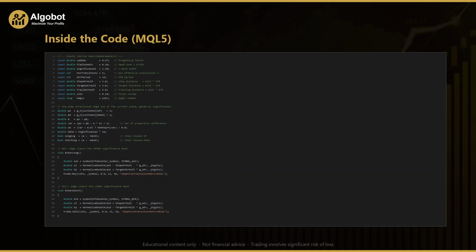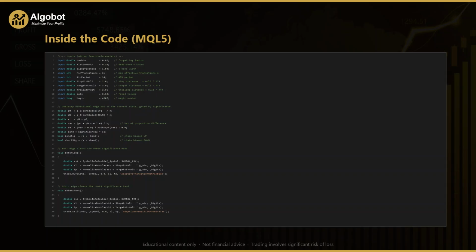In the middle block, you can see the decision itself. The code takes the probability of an up bar and the probability of a down bar out of the current state and subtracts one from the other to get the edge. It then computes the variance and the standard error of that difference and builds a band by multiplying the standard error by the significance parameter. The long signal is simply true when the edge is greater than the band, and the short signal is true when the edge is less than the negative of the band.